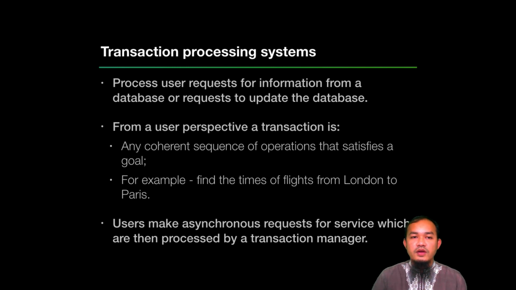You say a transaction processing system processes user requests for information from a database, or requests to update the database. This is the transaction system. If you see something where you make a transaction, like transferring money, buying something, or ordering something on the internet using some kind of network, that we call a transaction processing system.